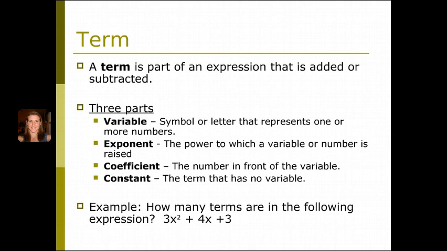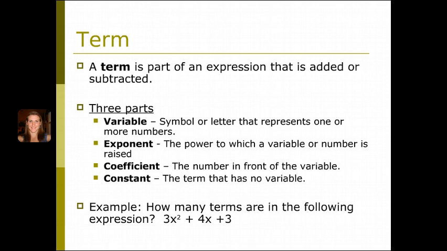Your exponent is the power to which a variable or a number is raised. That's usually something written in superscript above, and here's an example down here that we'll talk to in a minute. Coefficient is the number in front of the variable. You cannot have a coefficient if there's not a variable attached to it. If you had a number without a variable, it would be considered your constant. Constants always go at the end of an expression.